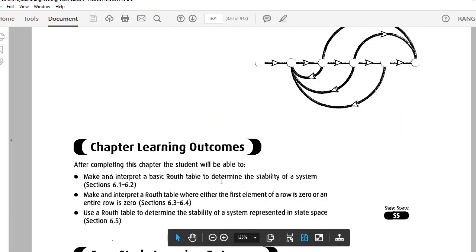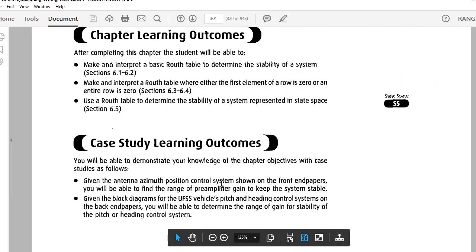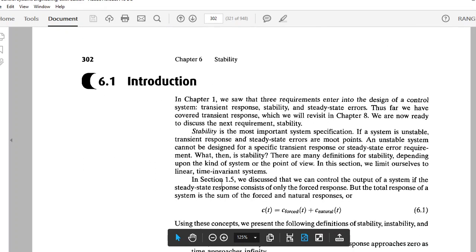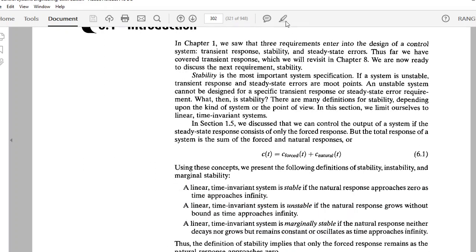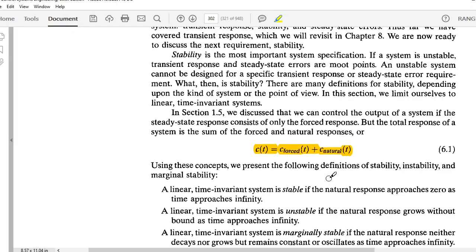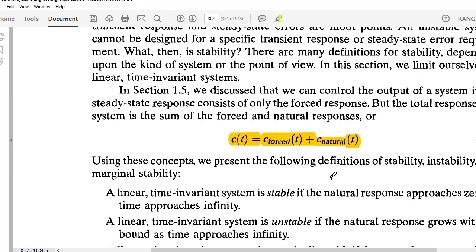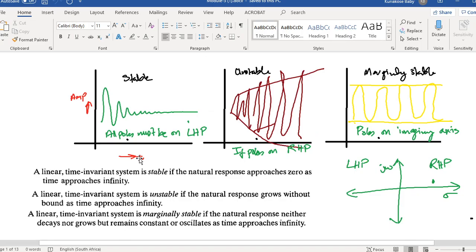So if you remember, we had a discussion where we said that the stability of a system is equal to the forced response of the system plus the natural response. So this is something that we discussed, right? So every system will have a forced response and a natural response within it.